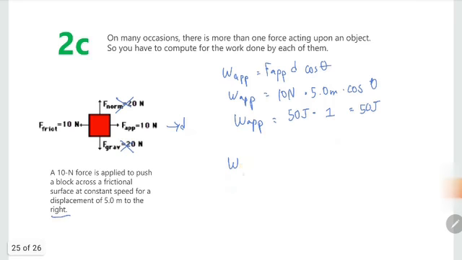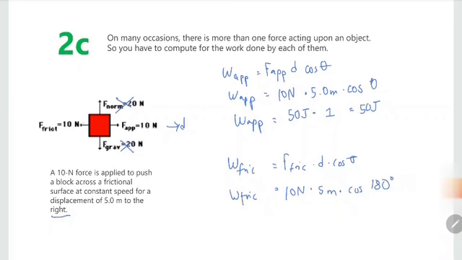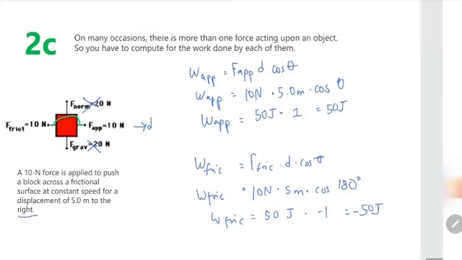How about the work done by the frictional force? 10 newtons, 5 meters, cosine 180 degrees, di ba? So, dahil rightward yung displacement, opposite side, opposite direction. So, 180 degrees. 50 joules times negative 1, negative 50 joules. That's the work done by the frictional force.